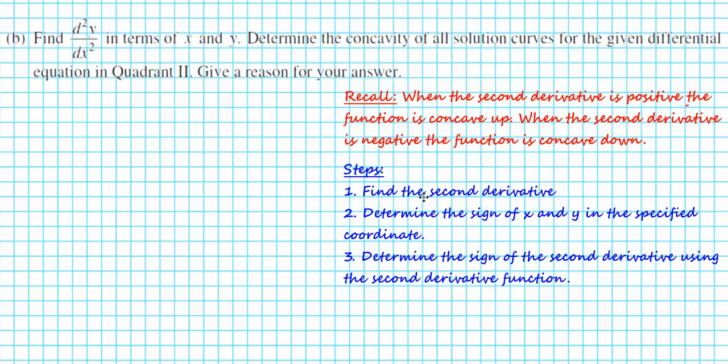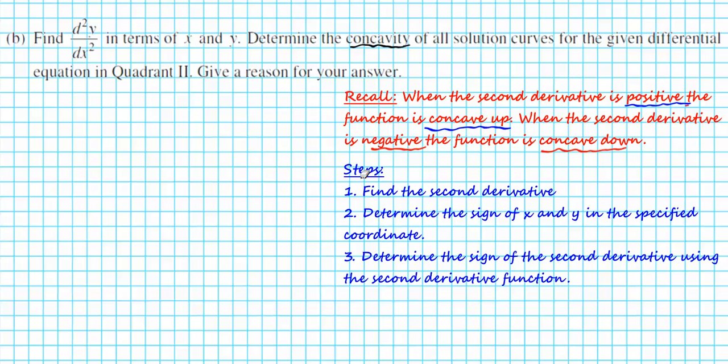So one thing you want to keep in mind, since we're talking about concavity here, is that the sign of the second derivative tells you the concavity of the function, all right? So recall that when the second derivative is positive, let me change the color here. When the second derivative is positive, then the function is concave up, all right? But when the second derivative is negative, then the function is concave down. So that's the connection we want to keep in mind.